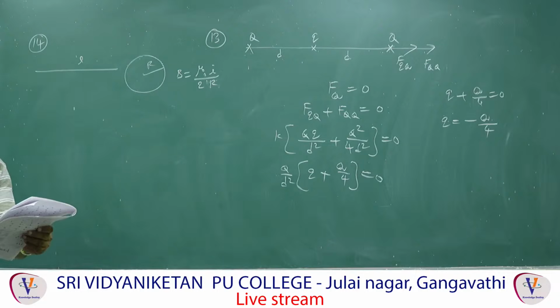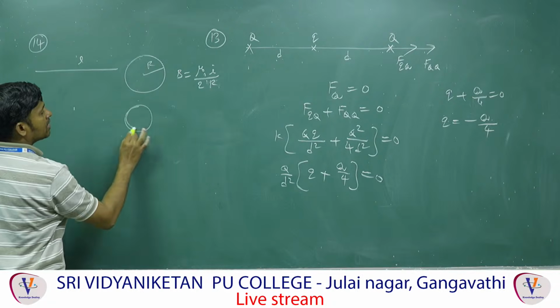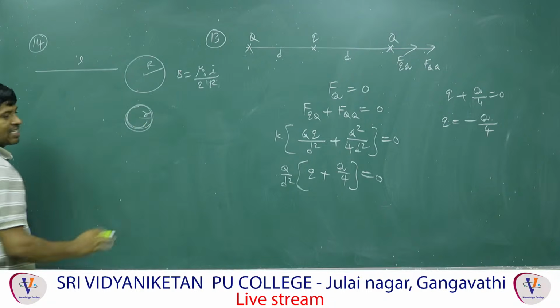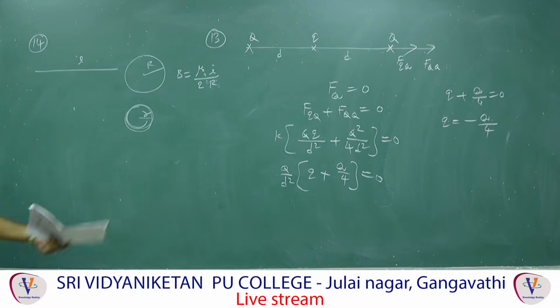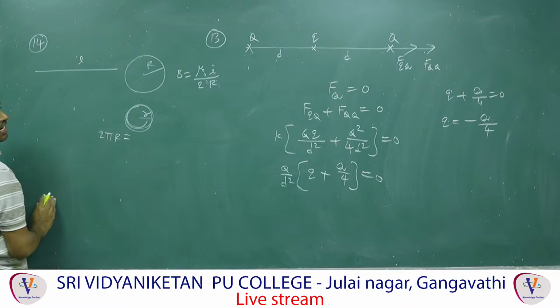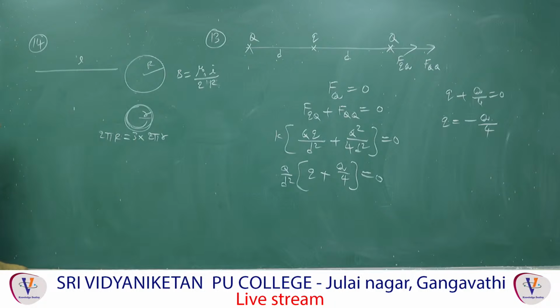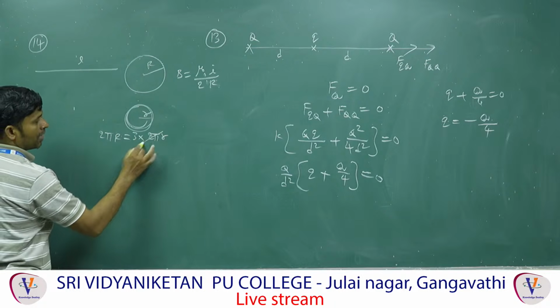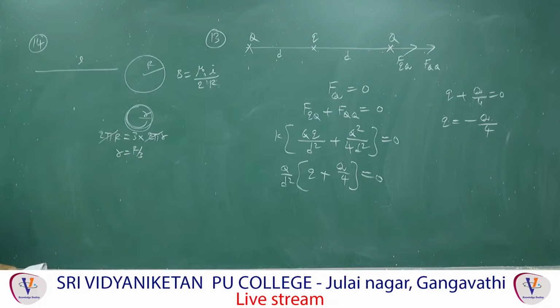Now it is for 3 turns of the same wire. Actually the same length, now it is turned into 3 turns with a smaller radius. Because of the same length, the original radius is R, so what is the length? 2 pi capital R. For the circle, 2 pi small r, but how many turns? 3 turns. That's why the 2 pi values cancel, and the r value is R by 3.